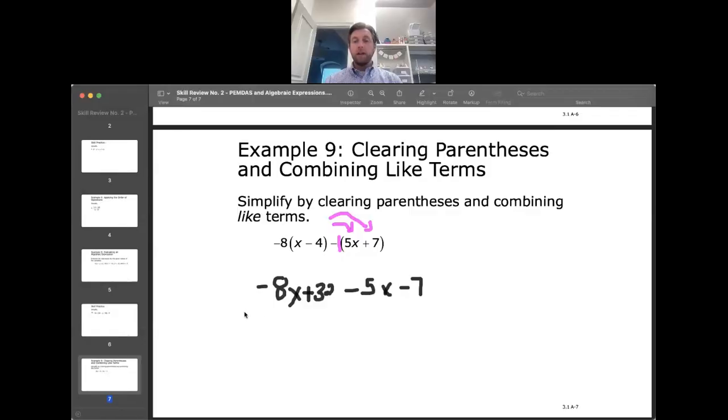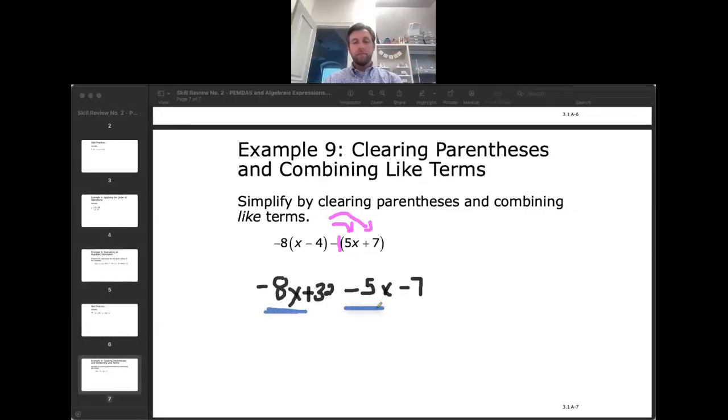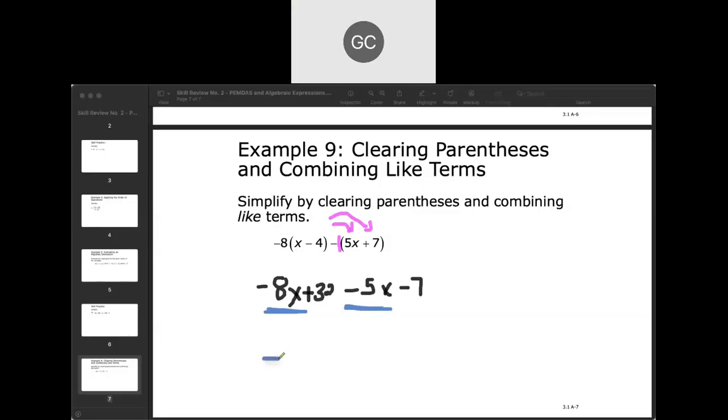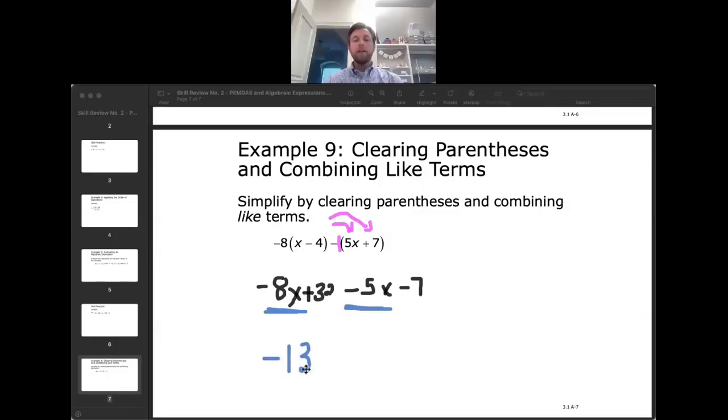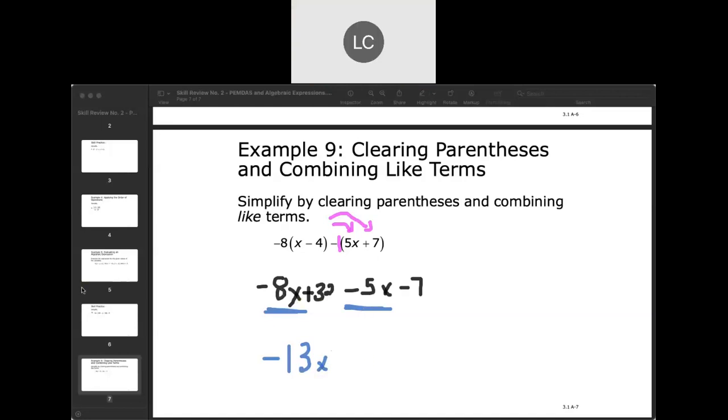Like terms. Any like terms that I can bring together? Yeah. You would combine the -8x and the -5x. To get what, Gabby? -13x. So we're combining the -8 and -5, so we're subtracting, and that's just going to give us the -13. That's exactly right. You could also do the positive 32 and then -7.